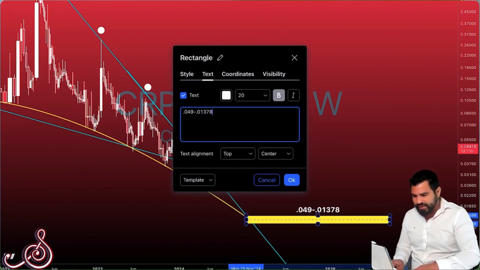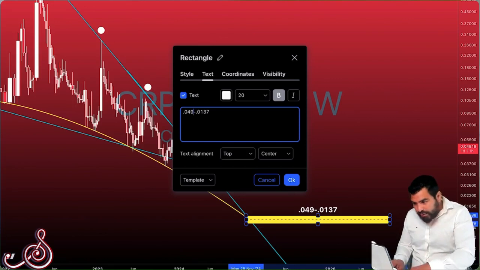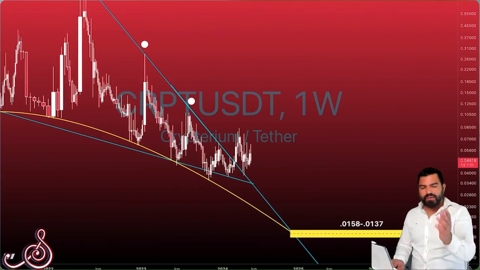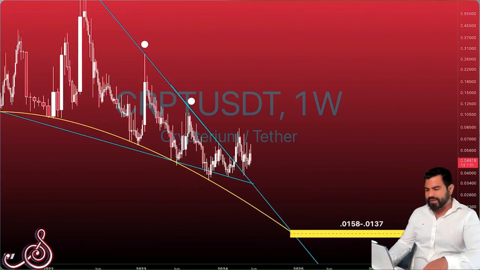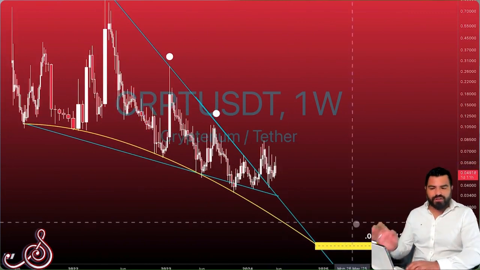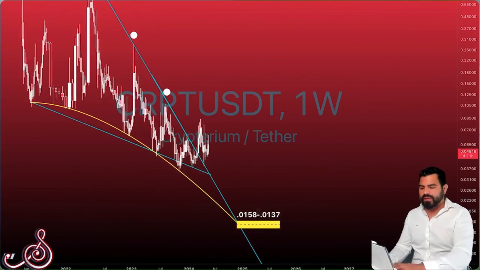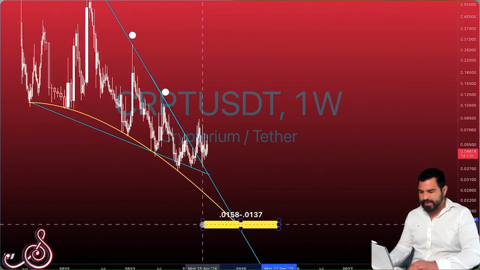Here's 13 cents, 13.78. I'm sorry, 0137. 0158 to 0137. Okay, great. By the way, current price is 049. So if there was a flash crash event, we might be looking for an emergency support thundercut somewhere back here in this area. Okay.